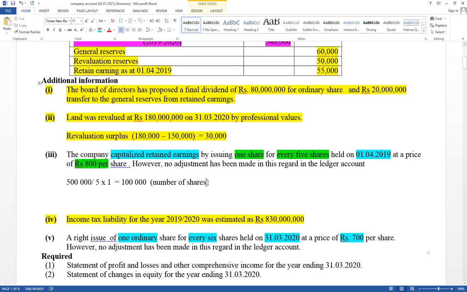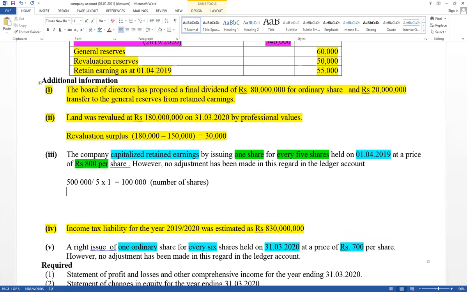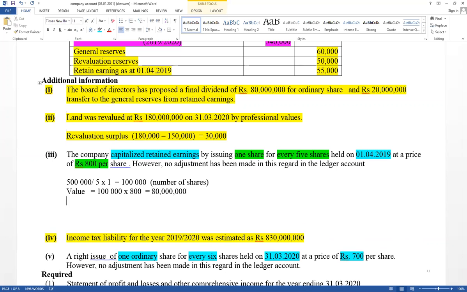But based on the money measurement concept, value should be recorded. Therefore, value you have to calculate. How to calculate value? Number of shares issued 100,000 into per share price given 800. Therefore, this is where you have to calculate value based on money measurement concepts. Therefore, value equals 80 million. Reserves capitalization, retain earning capitalization. Now think about dual effects. Ordinary shares increase. It is the effect of ordinary shares increase.